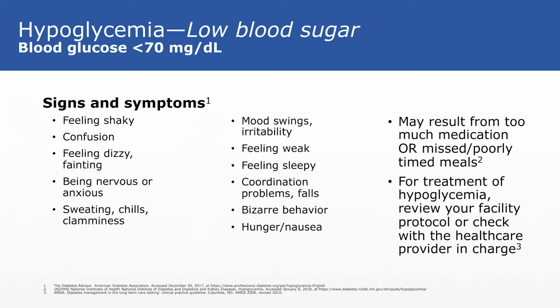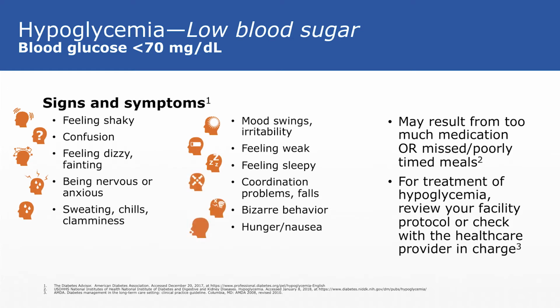Common signs and symptoms include feeling shaky, confusion, feeling dizzy or fainting, being nervous or anxious, sweating, chills, and clamminess, mood swings or irritability, feeling sleepy, and coordination problems, including falls, which are unfortunately very common in the long-term care setting. For treatment of hypoglycemia, review your facility's protocol or check with the healthcare provider in charge.